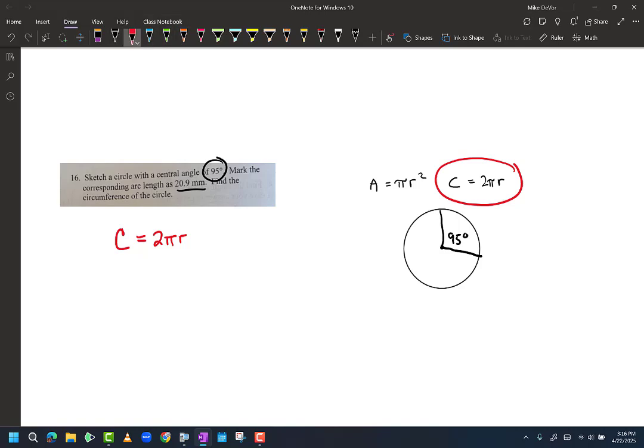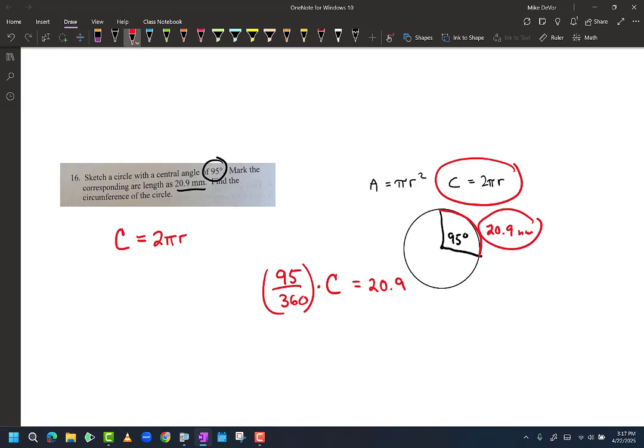So that would be my 95 degrees. Now we're going to label the arc length out here, 20.9 millimeters. Okay, so what is the entire circumference? Well, here's the thing. This is a fraction of the circumference. So here's what I'm going to put. Here's the fraction, 95. So this is the fraction of the circumference equals 20.9. Okay, so the only thing we don't know is the circumference.